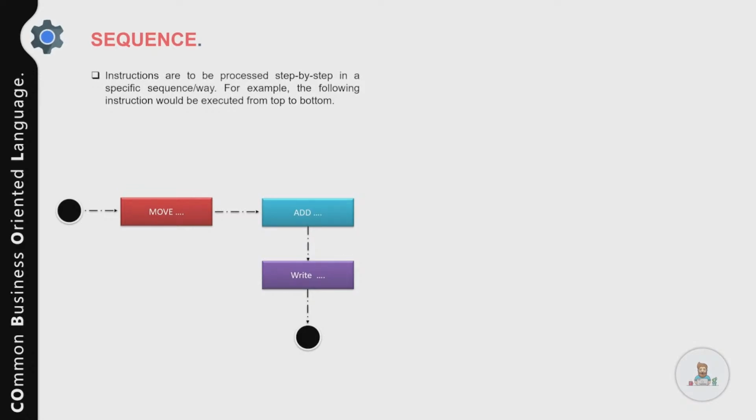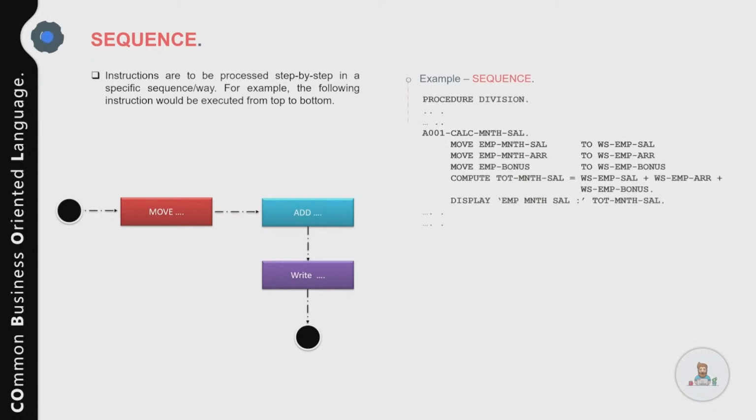So the first one is sequence. In sequence, the instructions are processed or executed in a specific order or sequence, that is step-by-step execution. For example, the following instructions will be executed from top to bottom. So in the following diagram, first of all, the move statement will be executed. Thereafter, you have the add statement, which will be executed. And at last, you'll be executing the write statement.